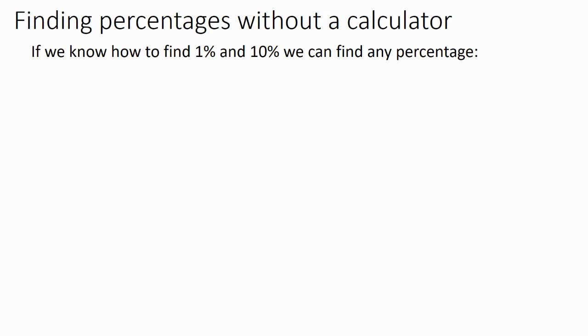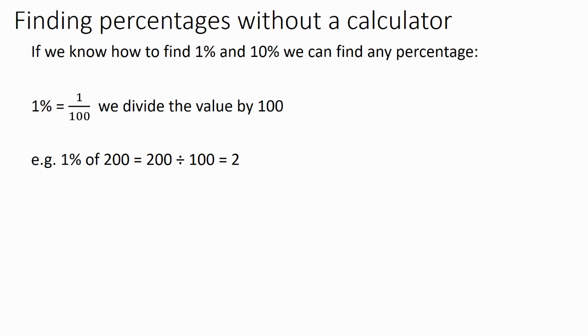As we remember from last lesson, percentages are out of 100. 1% is 1 out of 100, so to find 1%, we divide the value by 100. So for example, if we wanted to find 1% of 200, we would do 200 divided by 100 to give us 2. So 2 is 1% of 200.